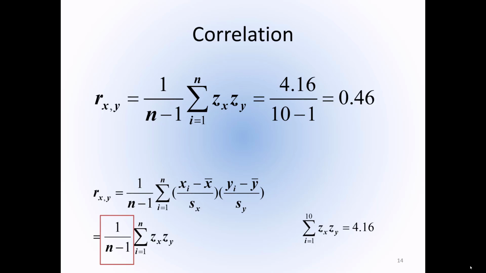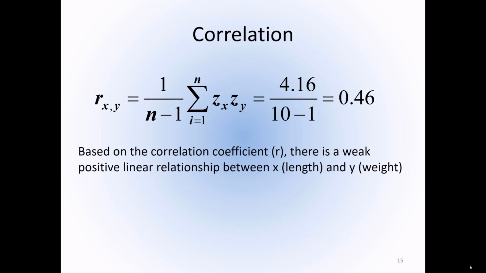So our r value ends up being 0.46, the same as it was when we calculated it with the other formula. It doesn't matter which formula you're using, but what does matter is that you're effective at using both of them and you know how to get this r value. Based on this correlation coefficient, we can say that there's a weak positive linear relationship between x and y, because our value is positive and somewhere between 0.3 and 0.7.